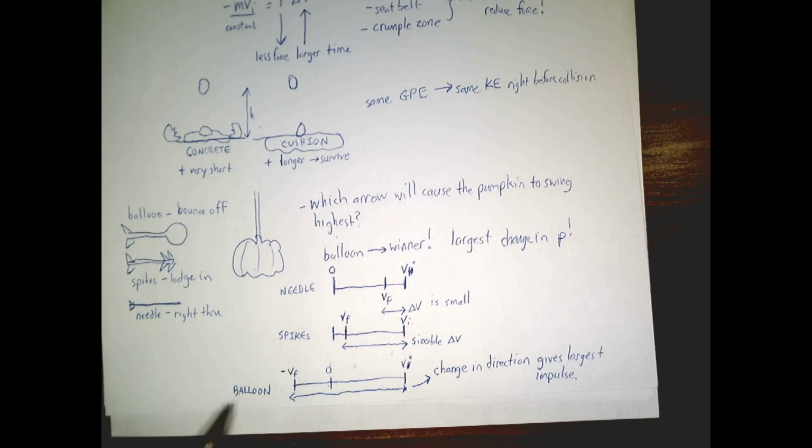So the key here is not to think about forces and times. The key is to think about initial velocity versus final velocity. How big was that change? How much did I slow down? If I slow down a lot, I'm going to impart a lot of momentum. If I slow down enough that I actually change direction upon impact, I'm going to impart even more momentum than that.